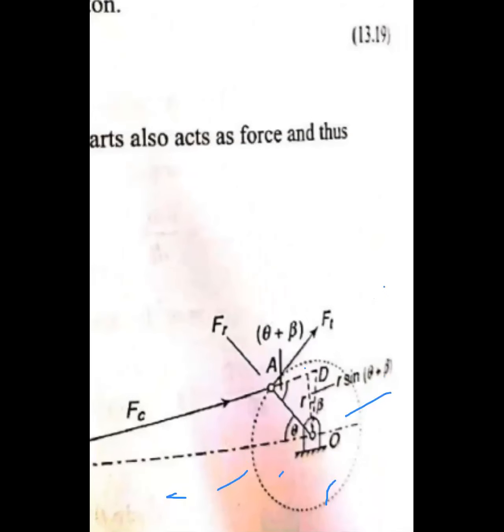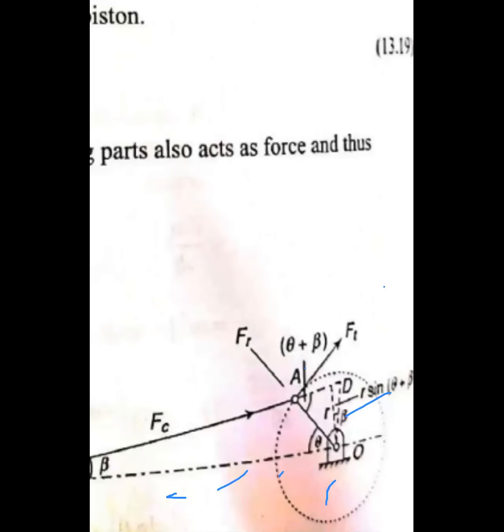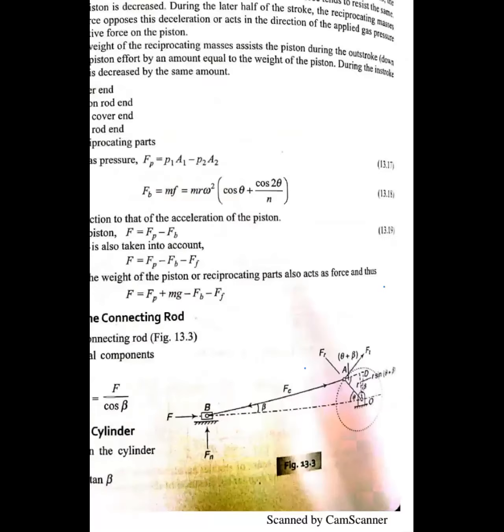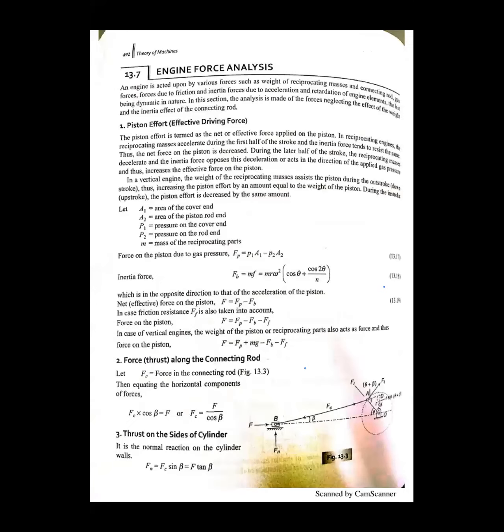That is also multiplied with Fc. Why? Because the connecting rod force is there. Okay, force on the connecting rod, FCR sine theta plus beta. So here the crank effort Ft into R equals FCR sine theta plus beta. Cancelling R in both terms, Ft equals Fc sine theta plus beta.